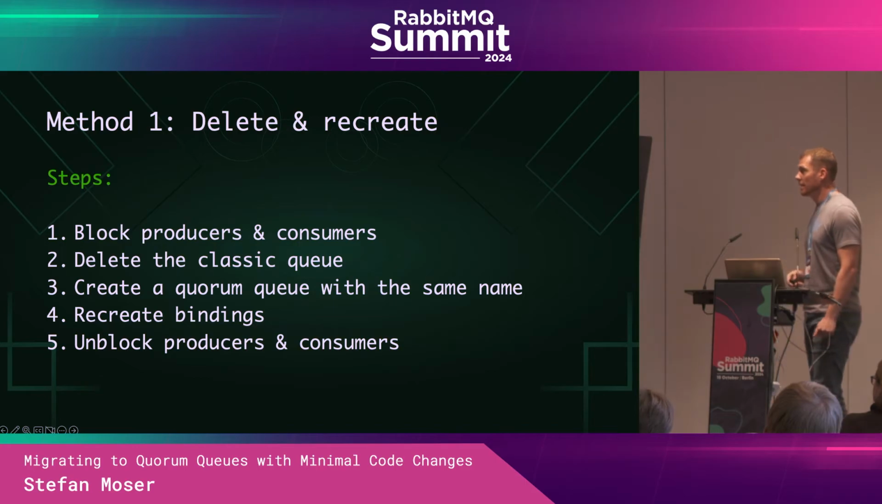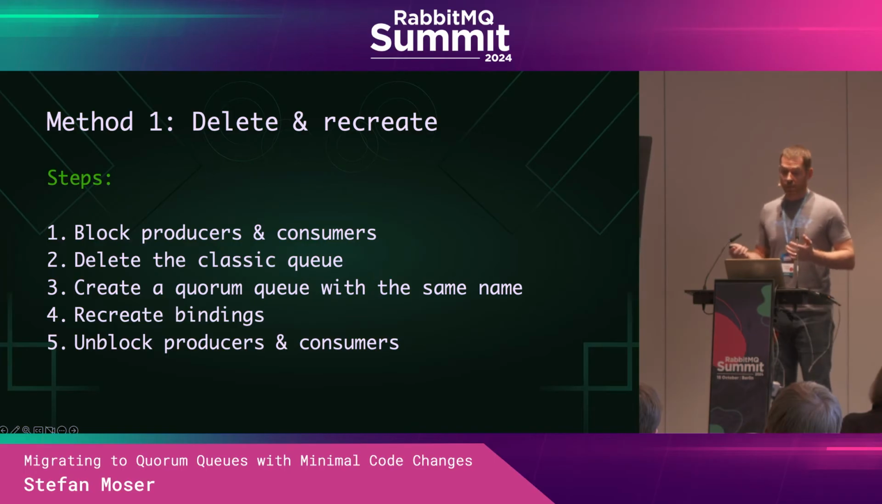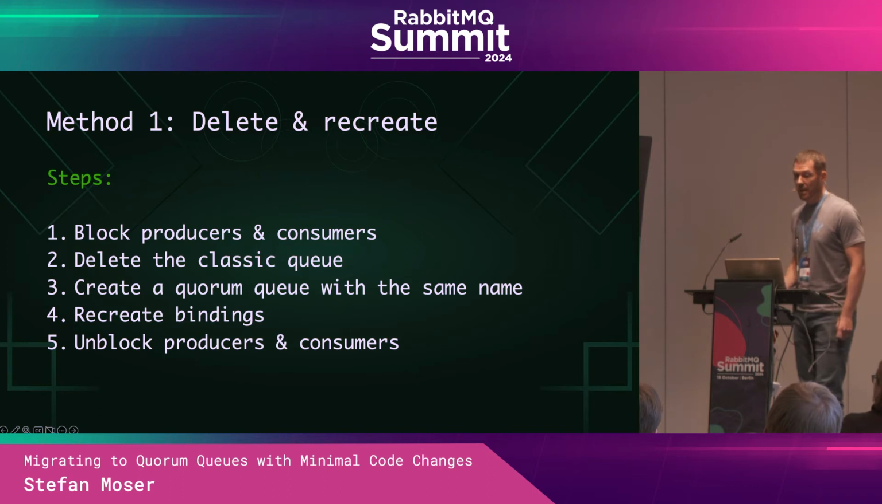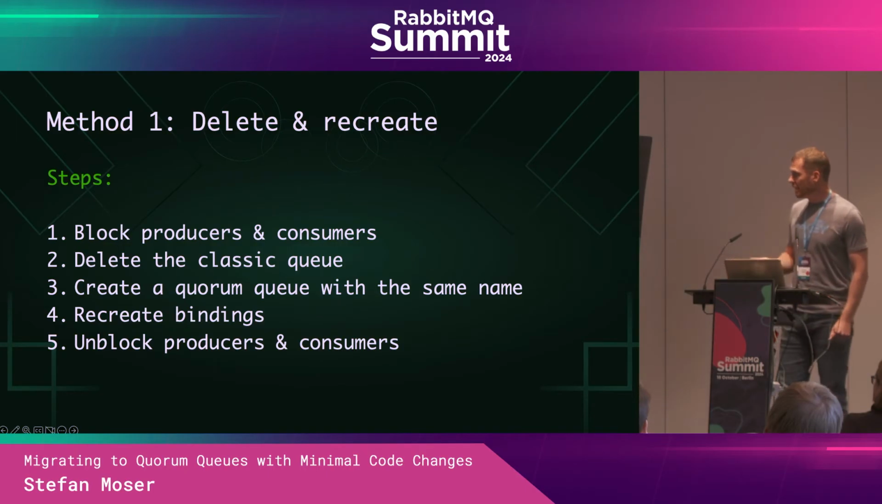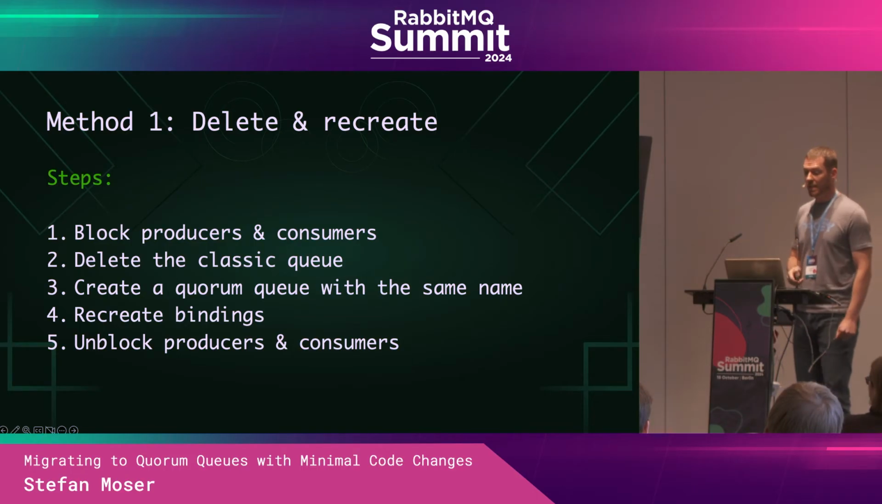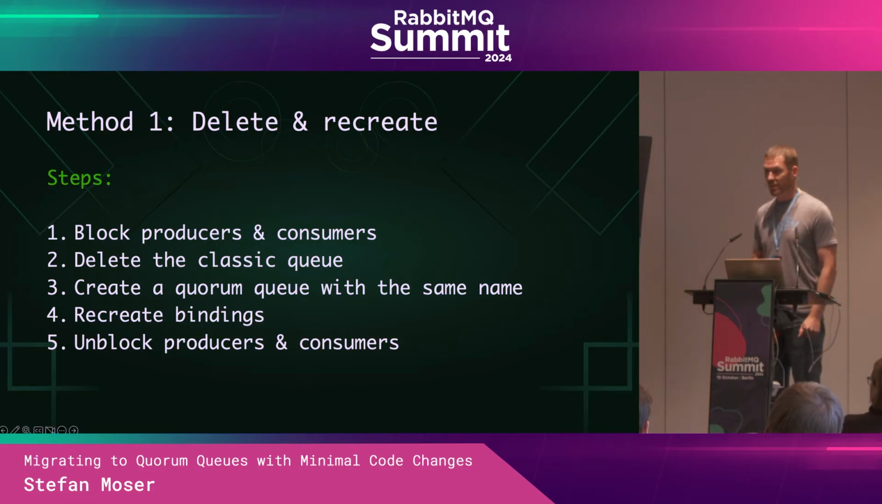So the first one, delete and recreate. The steps that you would go through here are, because we're going to be deleting and recreating the queue, we need to block the producers and the consumers. Then we would delete the classic queue, recreate it as a quorum queue, recreate the bindings, and then unblock the producers and the consumers. As we go through the demos here, I'm going to skip the recreate bindings part because, as you saw, the application uses the default exchange with the implicit queue binding, so it's not necessary. But as you're doing this on your real applications, that is a step that you'll have to take along the way.